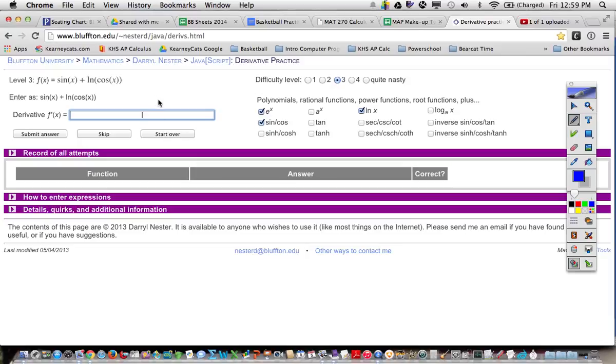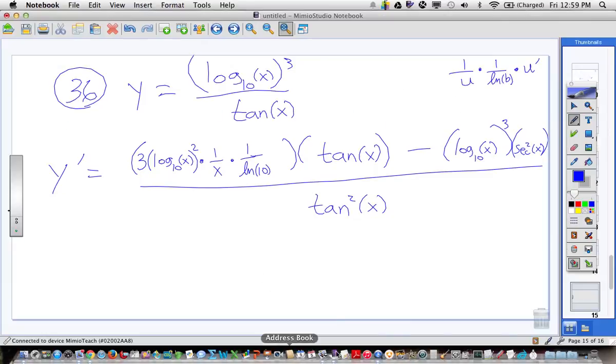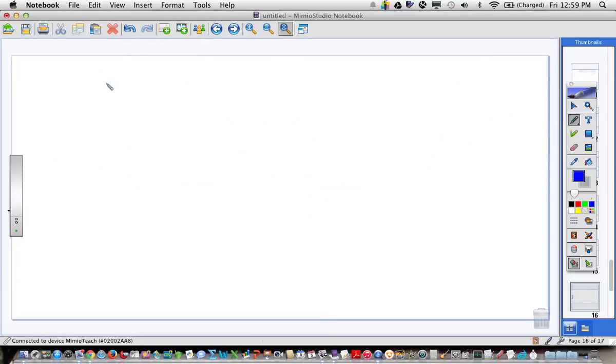All right, here we go. Let's do this one. We'll work this one real quick: sine x plus ln of cosine x. That's the problem right there.